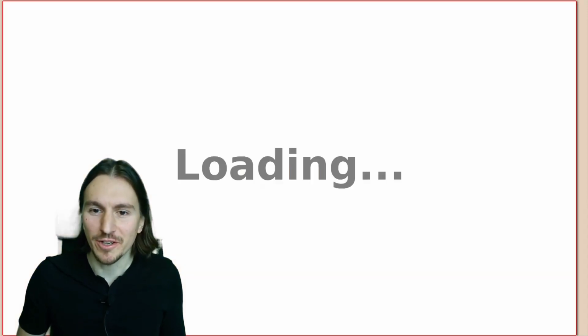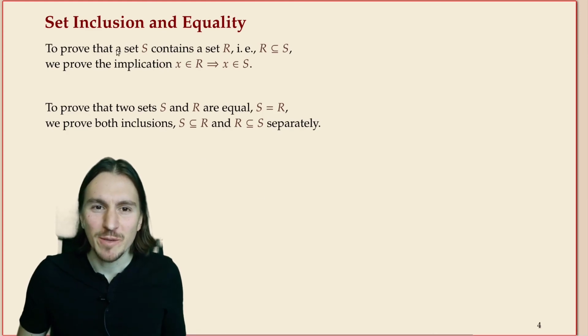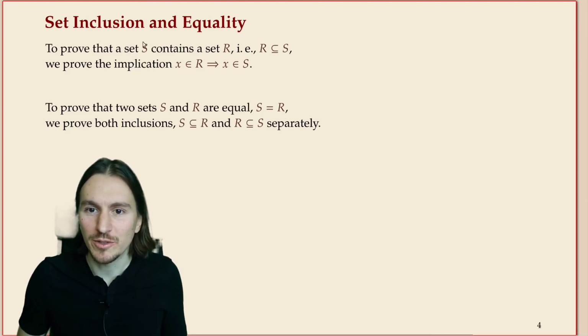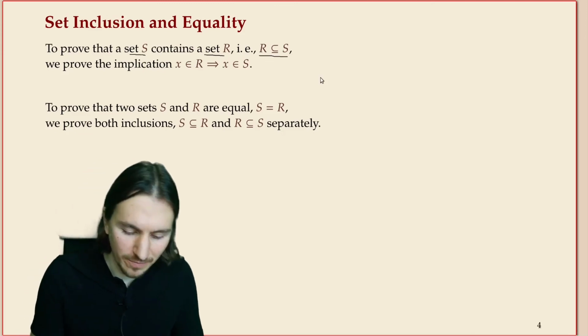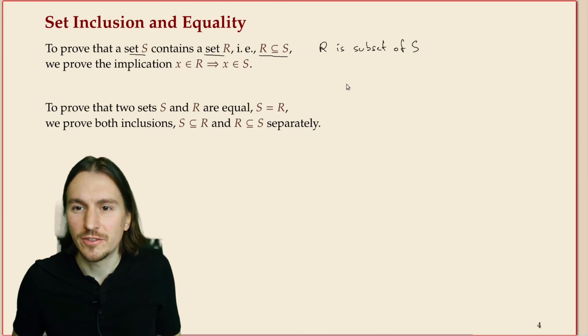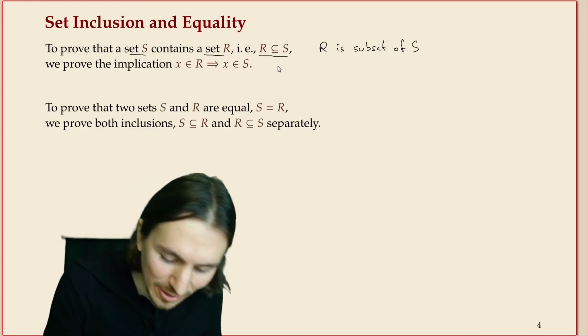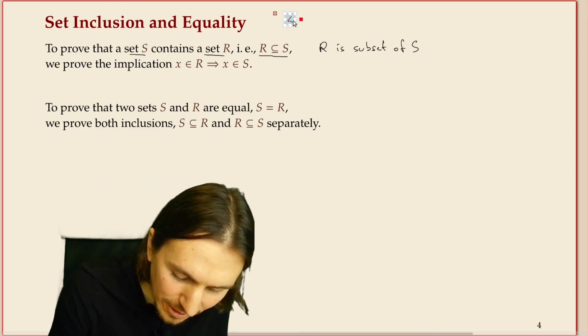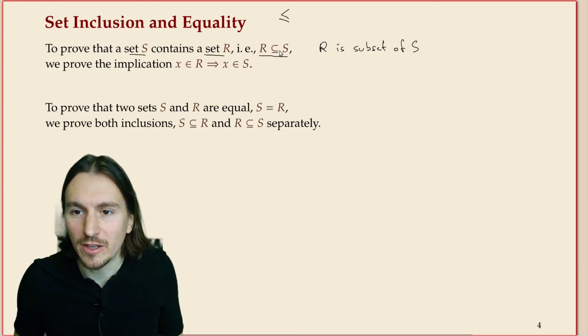And it often happens that one direction is much easier than the other, but not always. Another type of statement that we will sometimes need is about two sets. So we have a set S and another set R, and we'd like to show that R is a subset of S. Just to make sure, this notation here with the bar below is somewhat similar to a less or equal sign. And it also means that R can be equal to S.